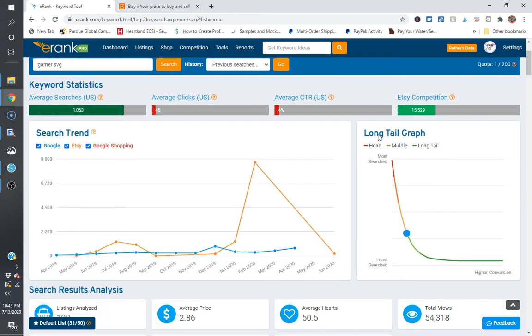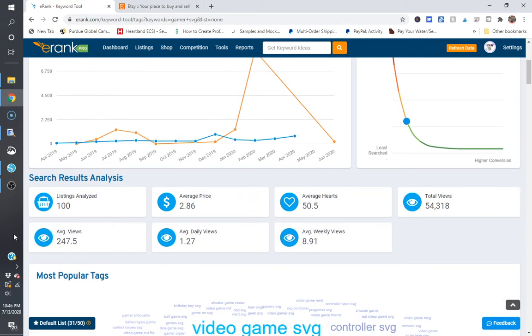So here you can see the search trend across Google, which is the blue line here, and Etsy, as well as Google Shopping, which has none. It will let you know if it is a long tail, which this is kind of like in the mid-level for a long tail keyword. It will give you the 100 listings analyzed, what the average price is, average favorites for the listings, average views across the 100, and average daily and weekly views for this keyword.